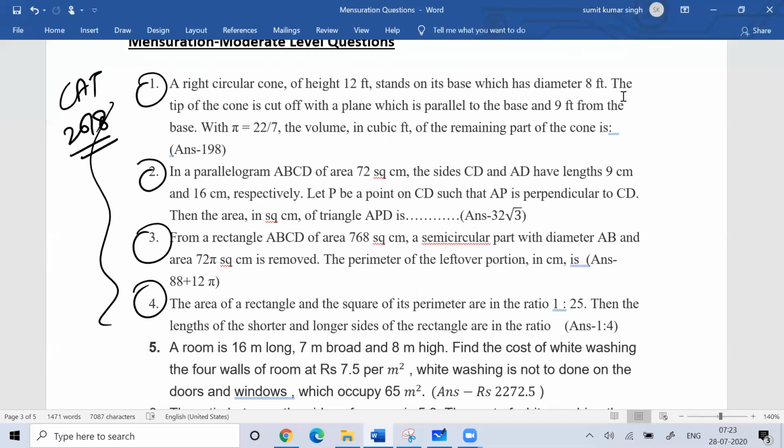And so they are not difficult. So they came in the CAT exam, and it doesn't mean that they should be difficult. So we'll try to discuss those questions.